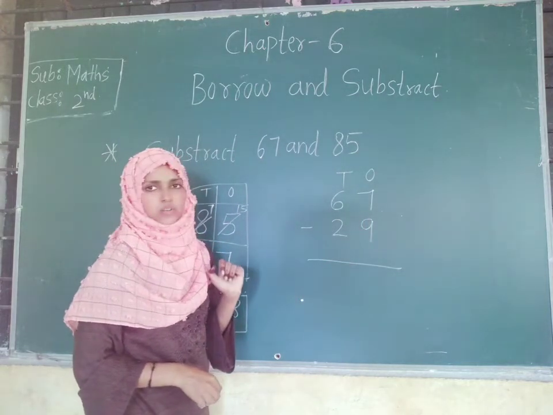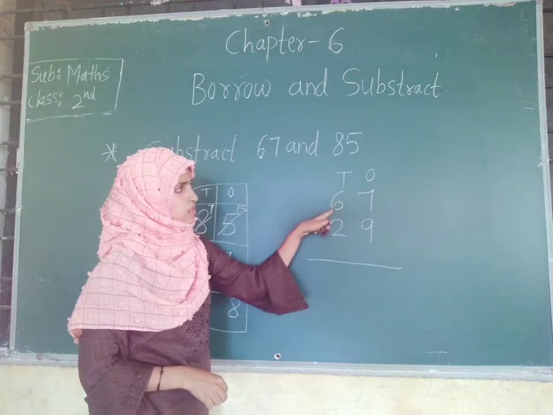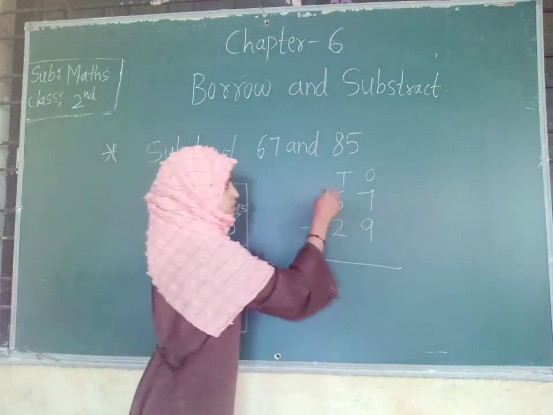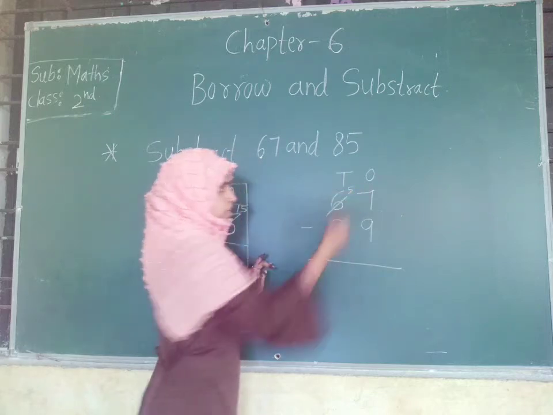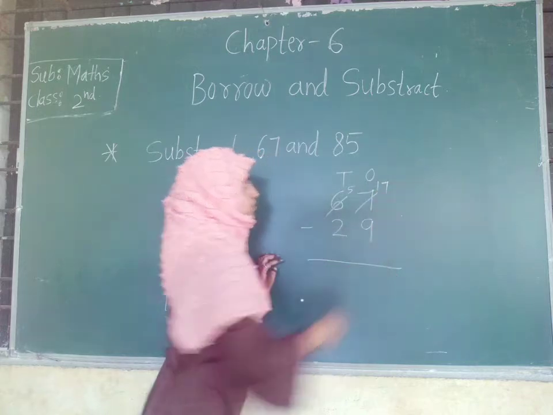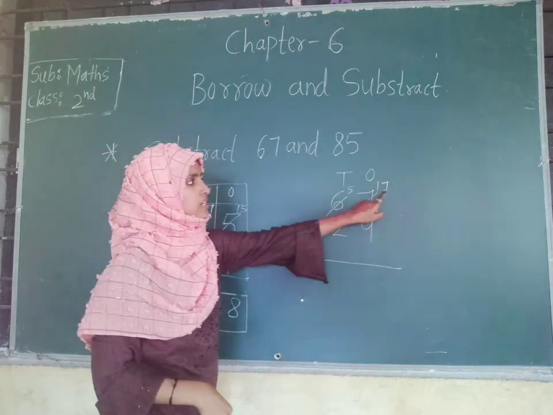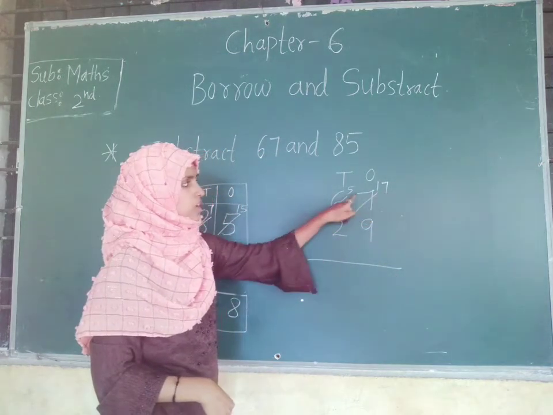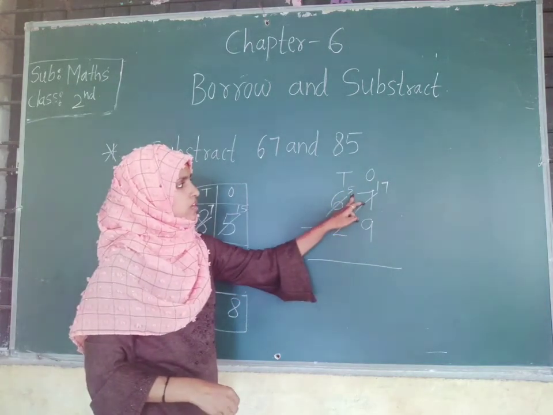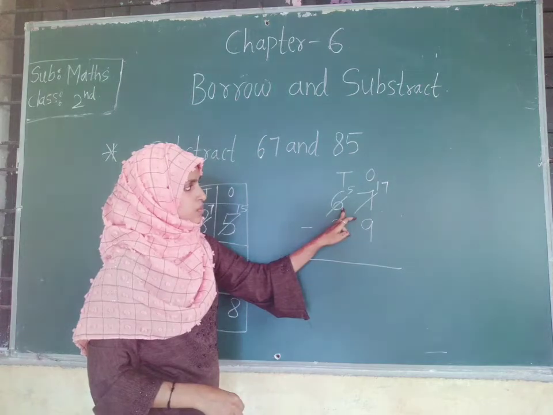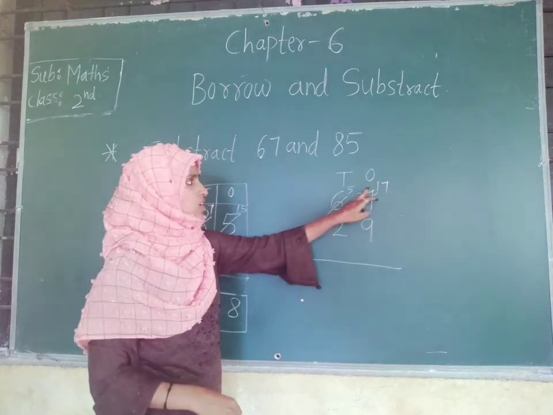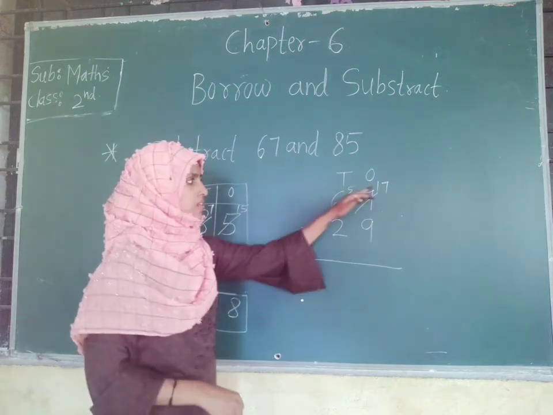So what will you do? We need to take one 10 from the tens place. So this 6 becomes 5 and this 7 becomes how much? 17 ones. So 7 ones become 17 ones because we have taken one borrow from the tens place. 6 tens become 5 tens, 7 ones become 17 ones. Now we can easily subtract 9 from 17.